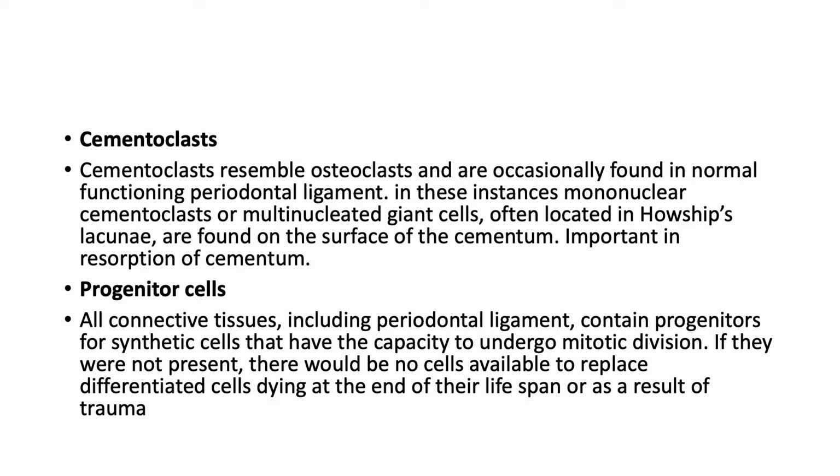Progenitor cells. All connective tissue, including periodontal ligaments, contains progenitors for synthetic cells that have the capacity to undergo mitotic division. If they were not present, there would be no cells available to replace differentiated cells dying at the end of their lifespan or as a result of trauma. So there is no replacement of dying cells that result from lifespan or from trauma.